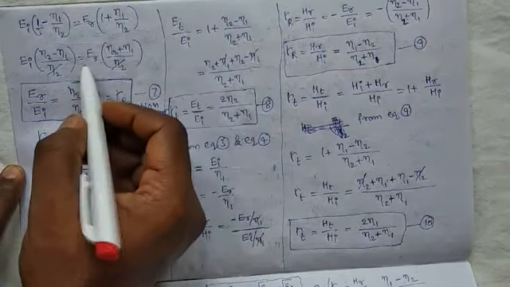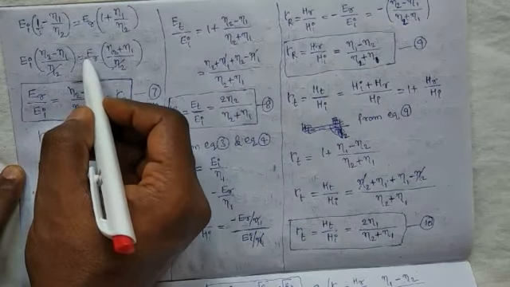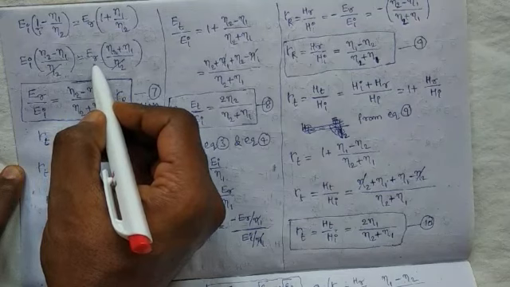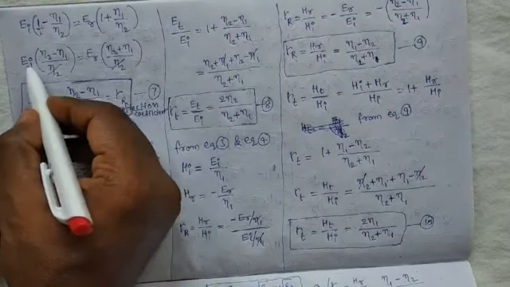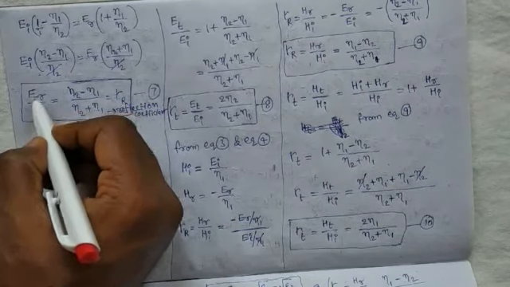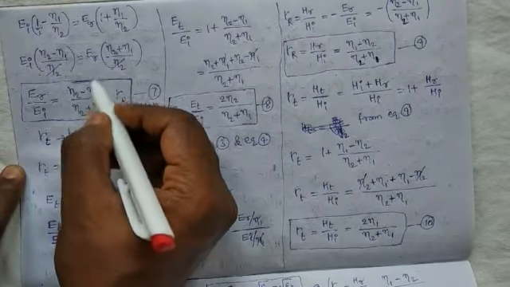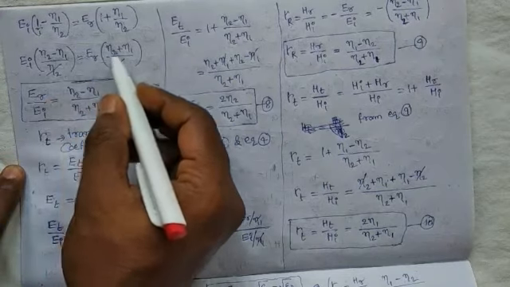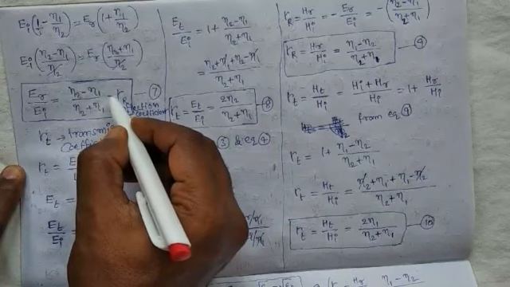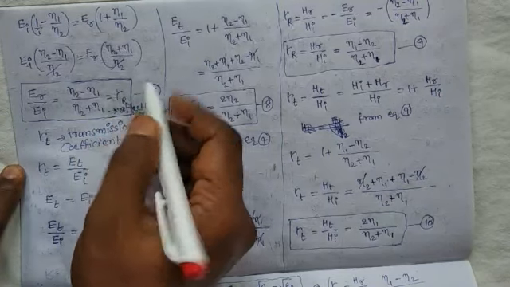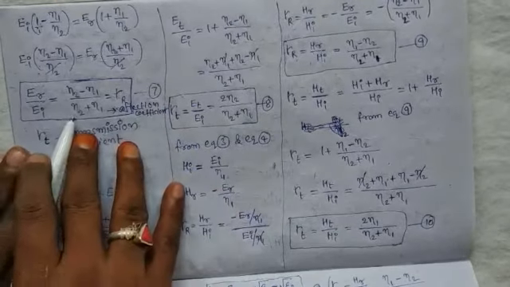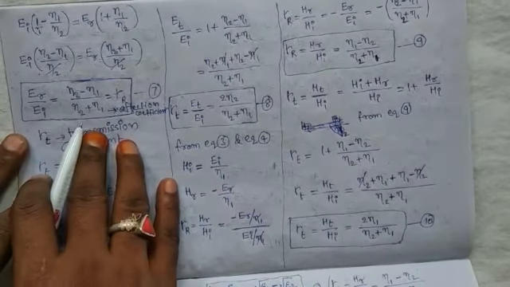From this, by cross multiplication, we determine ER by EI. Taking this term to this side and that term to the other side, ER by EI is equal to eta 2 minus eta 1 by eta 2 plus eta 1. This is equal to gamma R. Gamma R is the reflection coefficient.